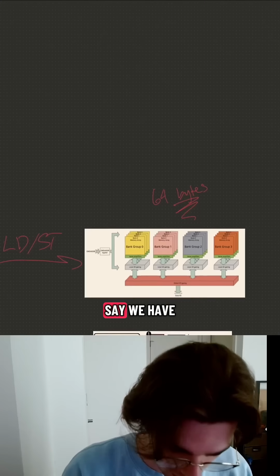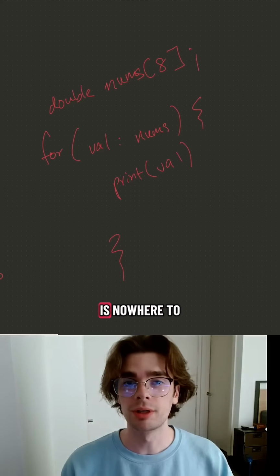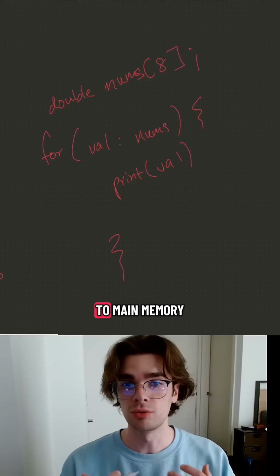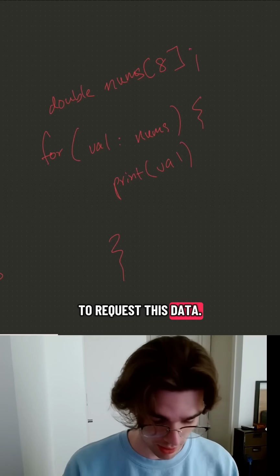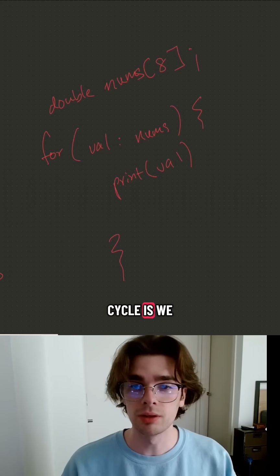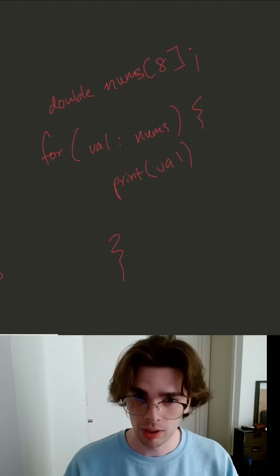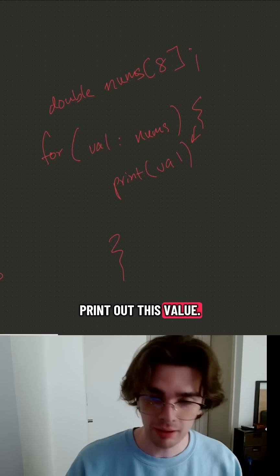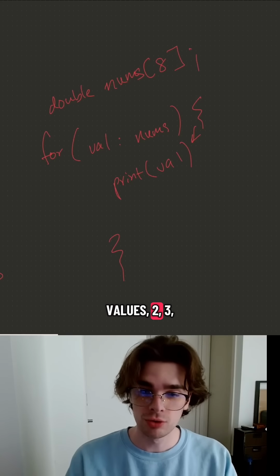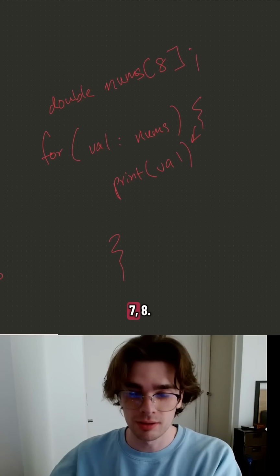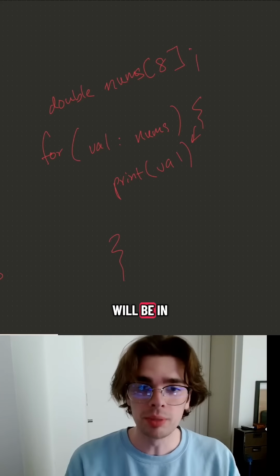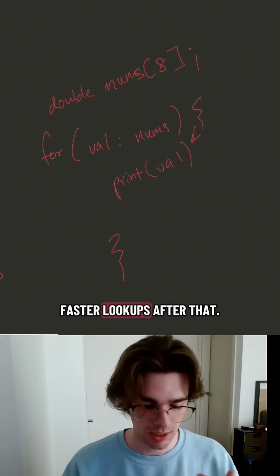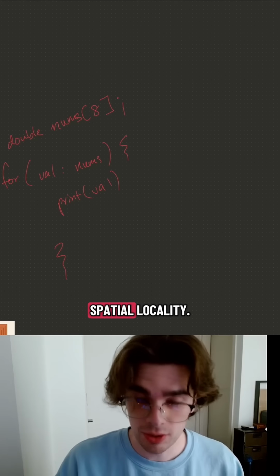So let's say we have a for loop. Say this memory is nowhere to be found in my cache hierarchy initially, and I have to go out to main memory to request this data. What will happen on the first cycle is we will stall, we'll get the data back, we'll print out this value, but then other values 2, 3, 4, 5, 6, 7, 8 will be in the cache hierarchy, and we'll get faster lookups after that. This is called spatial locality.